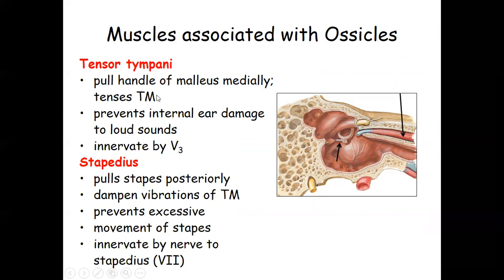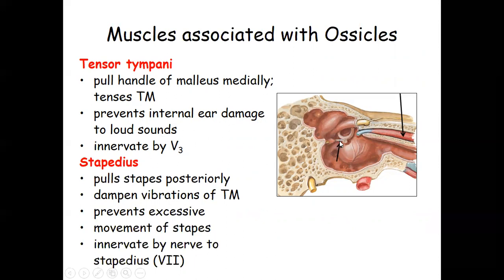Whenever the tympanic membrane becomes tense, it prevents internal ear damage from loud sounds, because the vibration will be lessened. So the transmission of the vibration to the internal ear will be lessened also. That is the function of the tensor tympani muscle. This muscle is innervated by the mandibular division of the trigeminal nerve.